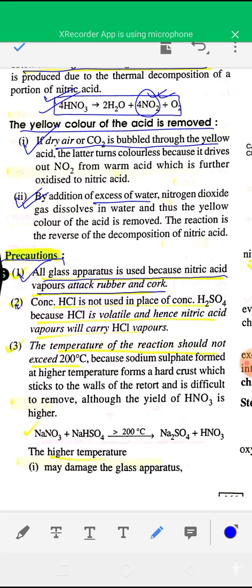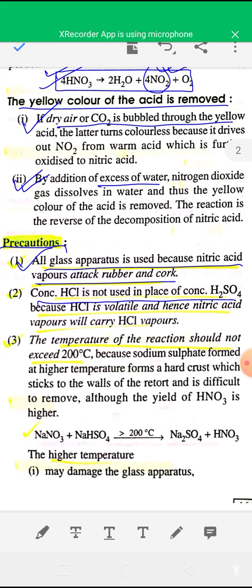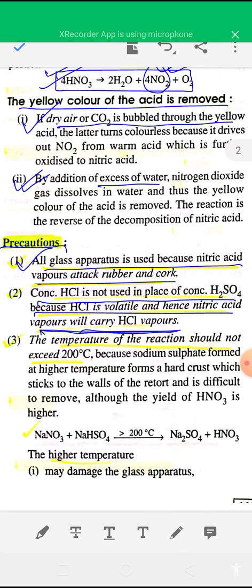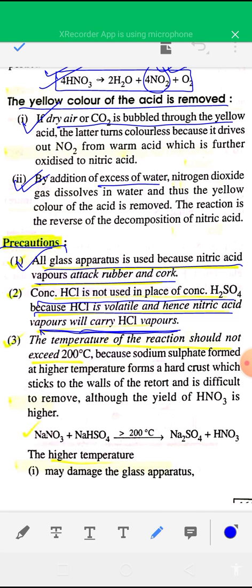Second precaution: concentrated hydrochloric acid is not used in place of concentrated sulfuric acid in the lab preparation of nitric acid, because hydrochloric acid is a volatile acid and hence the nitric acid vapor produced in the laboratory will carry hydrogen chloride vapor. That is why concentrated HCl is not used in place of concentrated sulfuric acid.